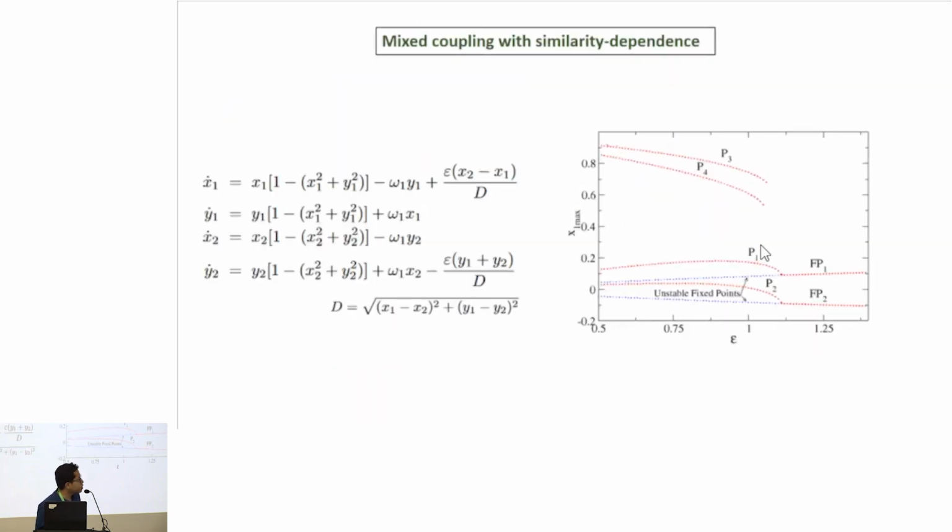Now we come to the mixed coupling scheme and introduce the distance dependent coupling there. As you can see, now we have 4 attractors in total, and there is no eddy state. So the system jumps directly to OD state. These are unstable fixed points which are shown in blue. The attractors P1 and P2 initially oscillate around these 2 blue lines, then they settle at the fixed points Fp1 and Fp2.